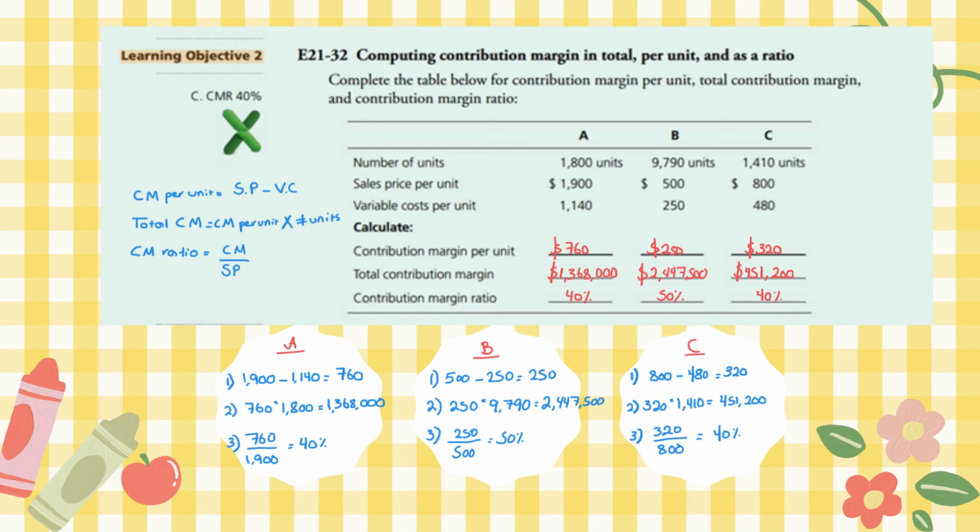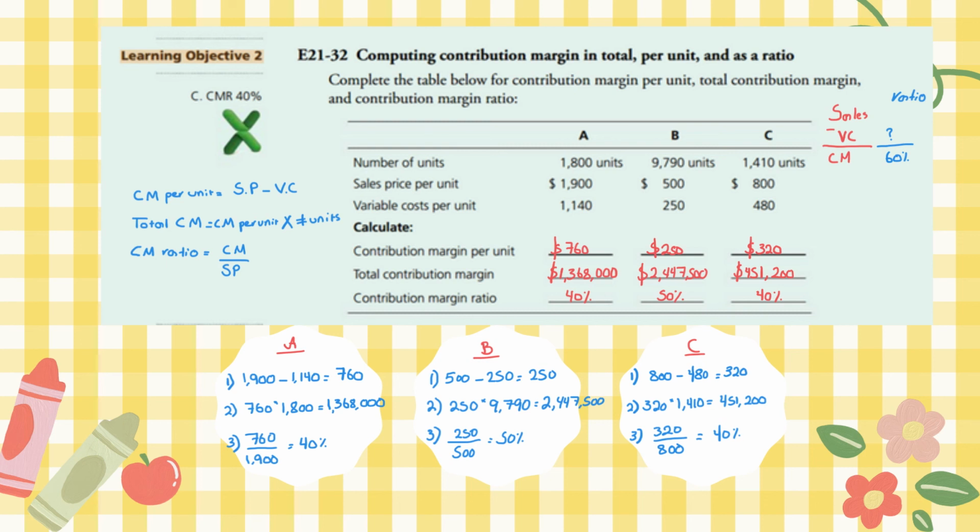Now, in another question, he's asking for variable cost ratio. What do you think the variable cost ratio will be? Now, as you know, sales less variable cost equals contribution margin. Now, ratio is divided by the sales. So for example, if contribution margin ratio was 60%, what's going to be the variable cost ratio?